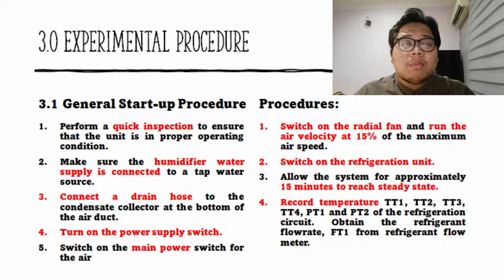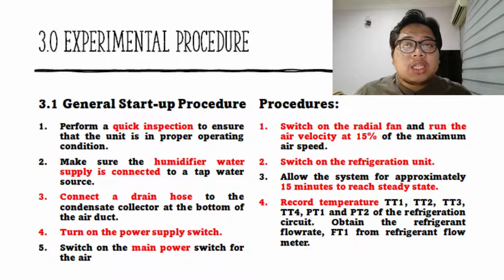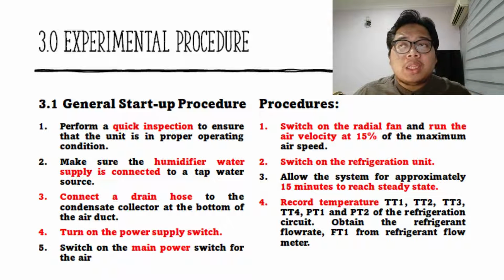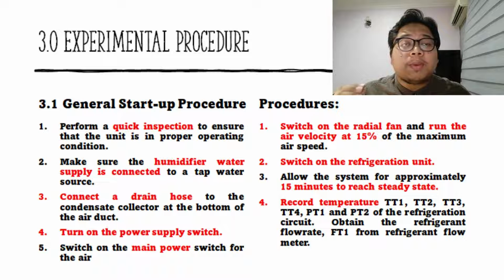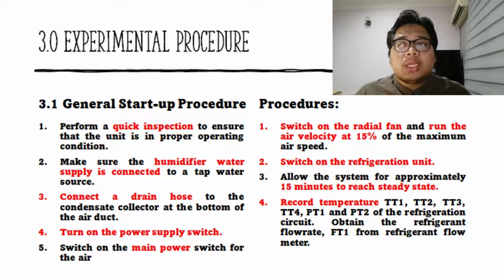I will present about 3.0 experimental procedure. It is a general startup procedure where we need to perform a quick inspection to ensure proper operating condition. Then make sure these two units are connected, which are the humidifier water supply and tap water source. The third is to connect a drain hose to the condensate collector. Turn on the power supply and the main power.